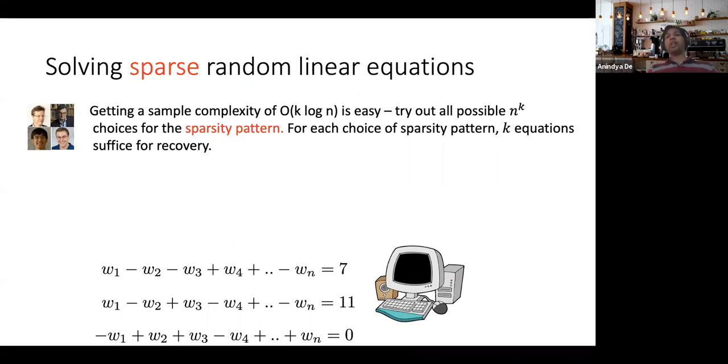So getting k log n equations is not hard actually. To run the tournament over n choose k possibilities, you require log of that number of samples, and log of n choose k is roughly k log n. However, the running time here is n to the k, because you have to iterate over all possible choices of sparsity pattern. And of course, the big work in compressive sensing is how to not run in time n to the k, but polynomial in n and k. So hopefully that made sense. Are there any questions?